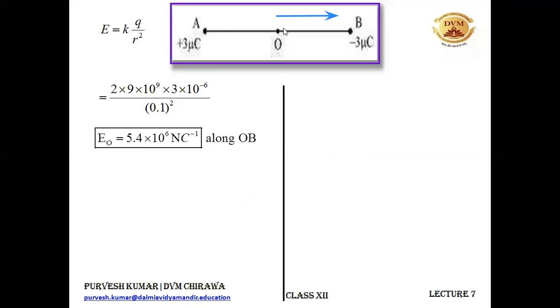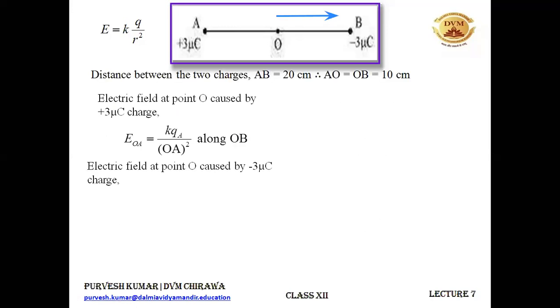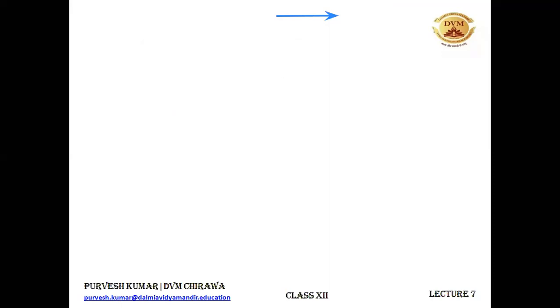Why so? Because both the electric fields are acting along OB. So when you add them up, the resultant will be along OB only. So it is the net electric field at point O, that is 5.4 into 10 to the power 6 Newton per Coulomb. All right. So this is the electric field at point O. Now let's try to solve part B. So in part B, what was asked to us? Let's see.